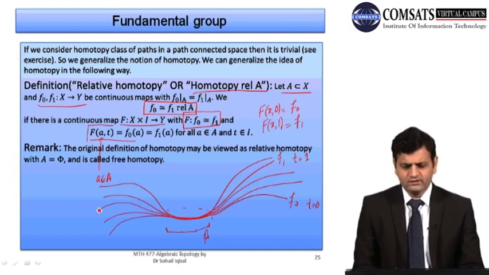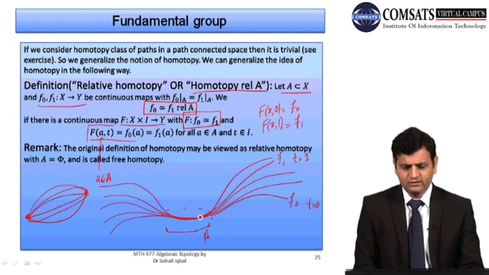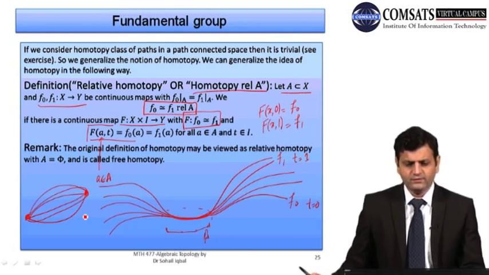And of course, instead of fixing this A, if you fix the endpoints, if you take A to be the endpoints, then the situation will be like this, and this is basically homotopy of loops. So that's what is meant by relative homotopy.